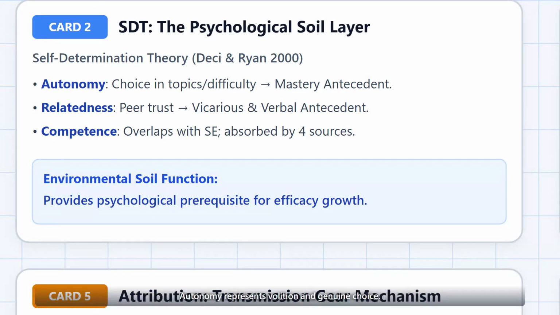Autonomy represents volition and genuine choice. When instructors offer choices in project topics, presentation formats, or difficulty tiers, students select tasks where success is meaningful. Thus, autonomy acts as the direct upper antecedent of mastery experiences. Meanwhile, relatedness fosters belonging and mutual trust among peers, allowing students to identify with classmates and turning peer accomplishments into relevant vicarious experiences.